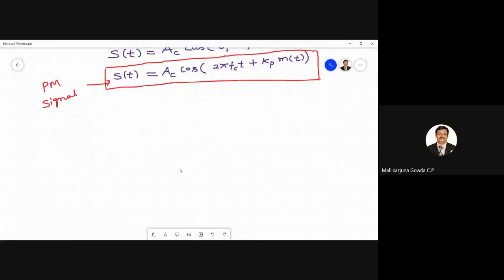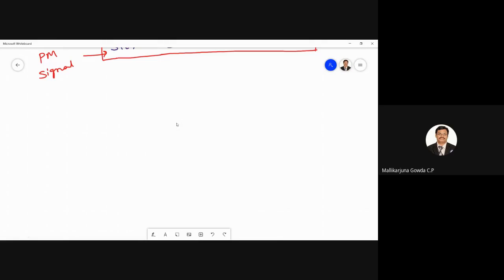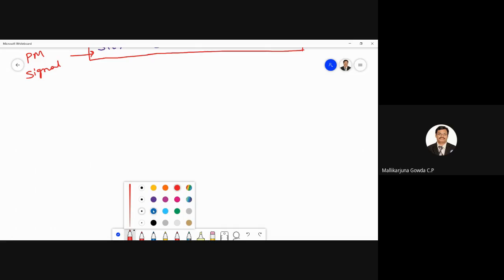So similar to this, let me write the expression for the FM signal. That is the second one: frequency modulation.